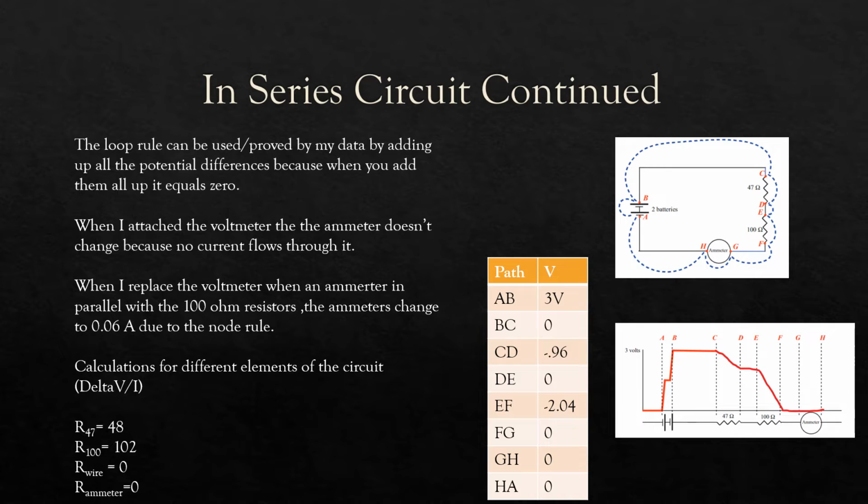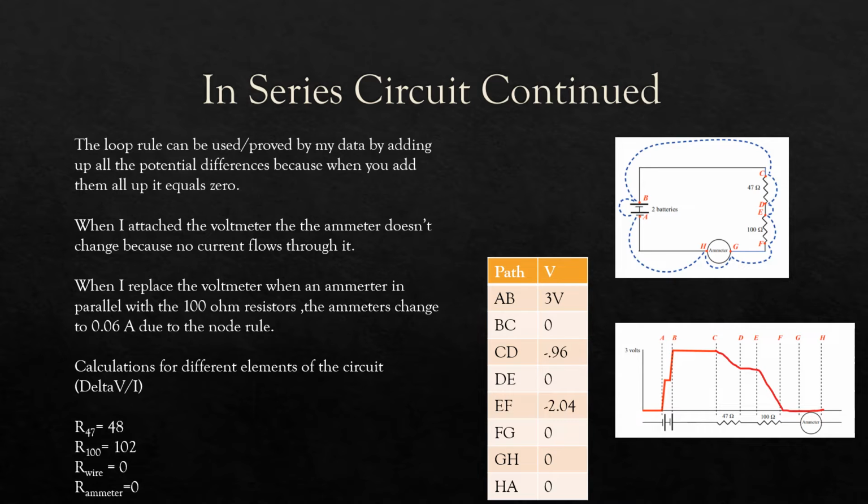In this part of the experiment, we were asked to measure the potential difference across different parts of the circuit. That's what I did here, and you can see in the table my different measurements when using the multimeter, and I also graphed the same data.